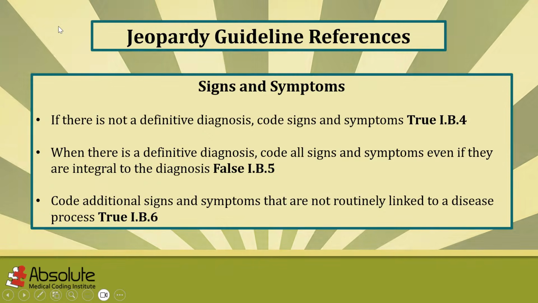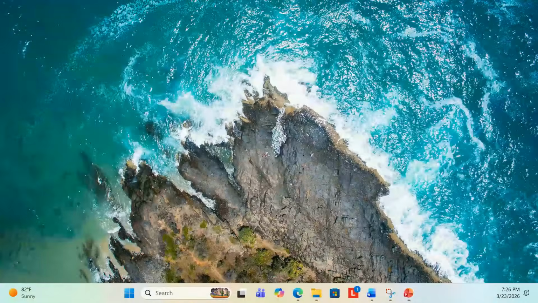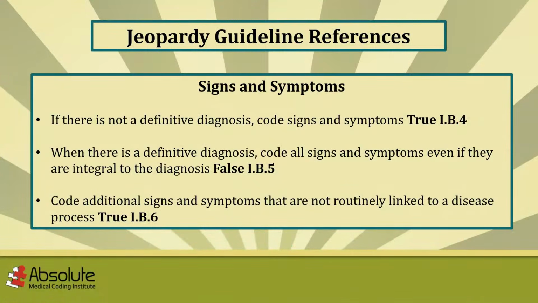All right. So for the first section, which was the signs and symptoms, these are all of the questions that I asked. These are the answers, and then these are going to be the guidelines that I used for each one. So we see the true, and of course, like I said, the reason that this one was false was just because you're not going to assign additional codes for signs and symptoms routinely associated with a disease process. So that's what made that false.